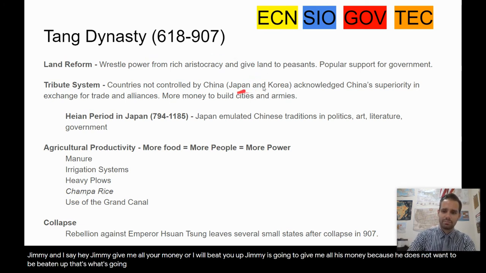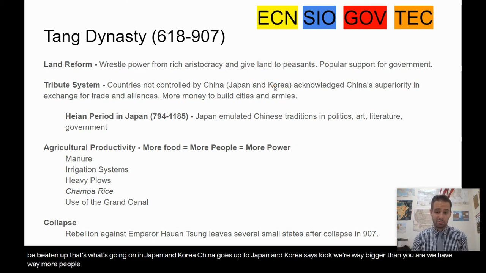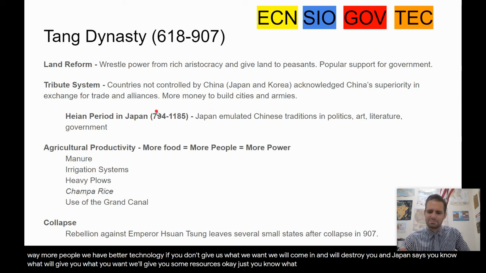That's what's going on in Japan and Korea. China goes up to Japan and Korea and says, look, we're way bigger than you are. We have way more people. We have better technology. If you don't give us what we want, we will come in and we will destroy you. And Japan says, you know what? We'll give you what you want. We'll give you some resources, okay? Just, you know what? Let us trade with you. Let's build some alliances. Please just don't beat us up.